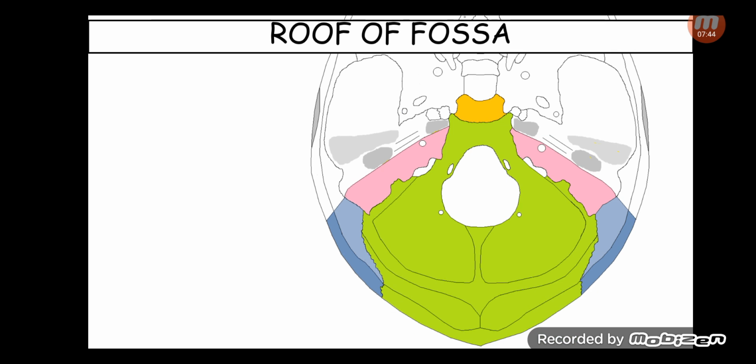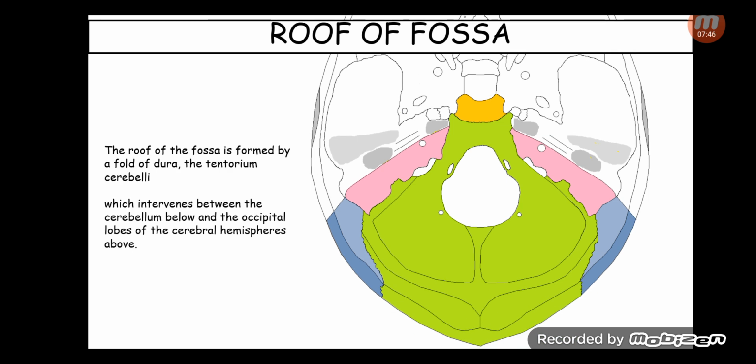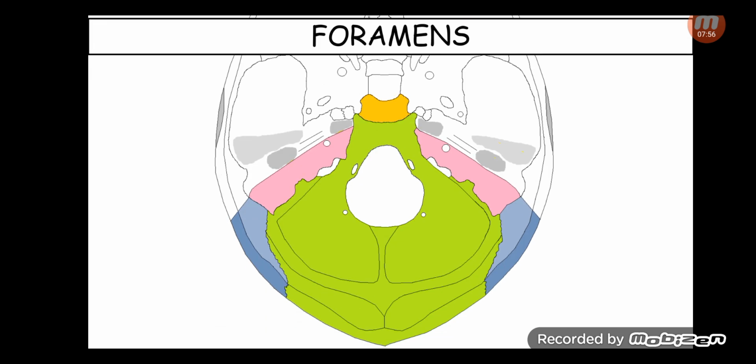Now we will talk about the roof of the fossa. The roof of the fossa is formed by a fold of dura mater, that is tentorium cerebelli, which intervenes between the cerebellum below and the occipital lobes of cerebral hemisphere above. So it is between the cerebral hemisphere, occipital lobes, and cerebellum.